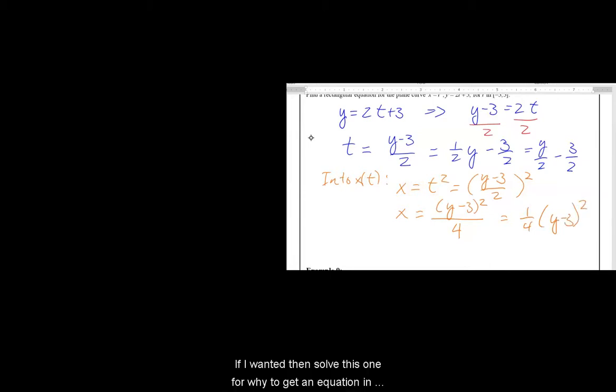If I want to then solve this one for y to get an equation in x and y in a form where I could put it into the graphing calculator, I would need to isolate the y. In order to do that, however, I would have to isolate the thing being squared and then take the square root. Because that would require plus or minus, I know instantly that this thing cannot in fact be a function. It must in fact be a sideways parabola. And of course it is.